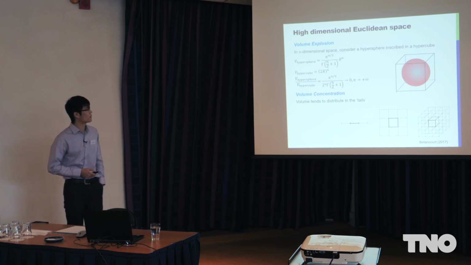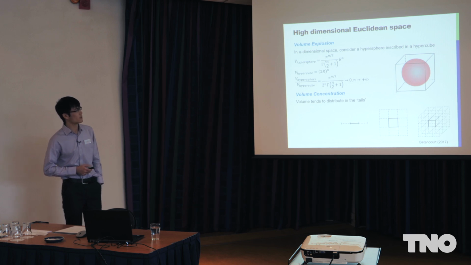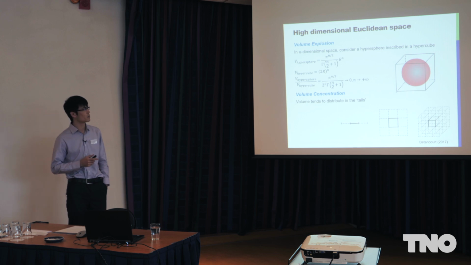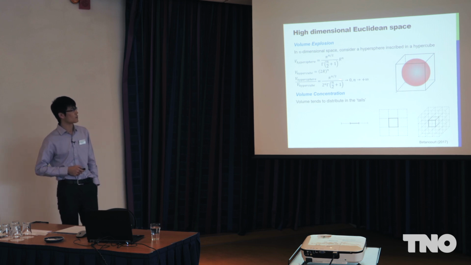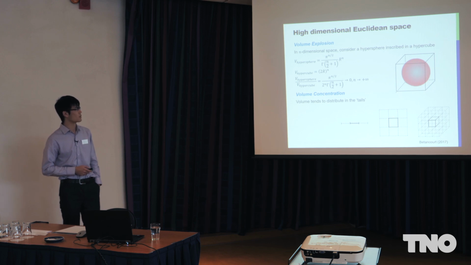One of the obvious observations of high-dimensional Euclidean space is the volume explosion. We can easily see this by considering a hypersphere inscribed within a hypercube. If we divide the volume of the hypersphere by the volume of the hypercube, as the dimension approaches infinity, this ratio is close to 0. So this is evidence of how large the high-dimensional space is.